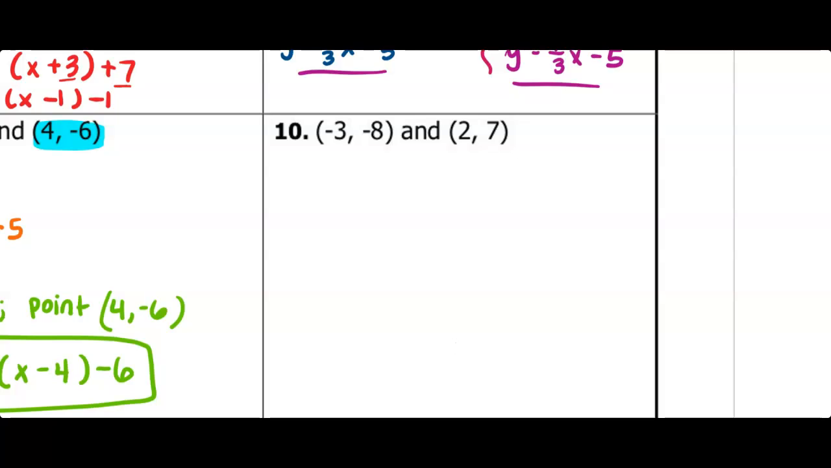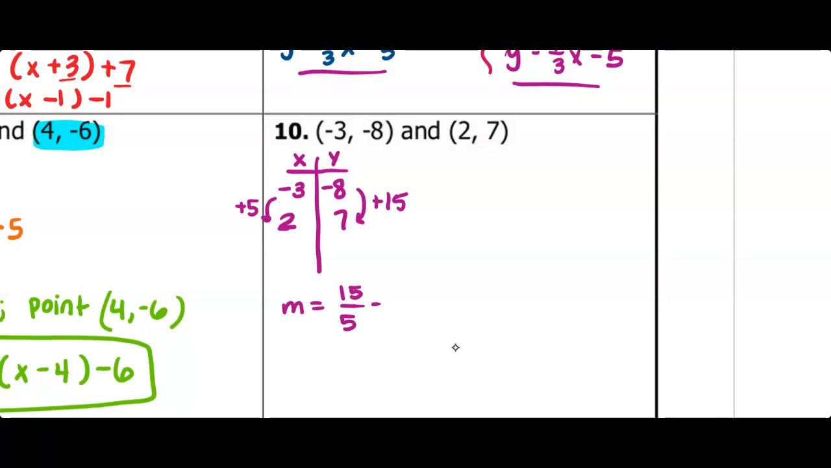So let's do number 10. Once again, I have 2 points that I'm going to find the slope of. So I'm going to make a table, -3, -8, and 2, 7. Looking at my change, -8 to 7 is an increase of 15, and -3 to 2 is an increase of 5. So my slope will equal 15 over 5, which is equal to 3. I should put that over here.